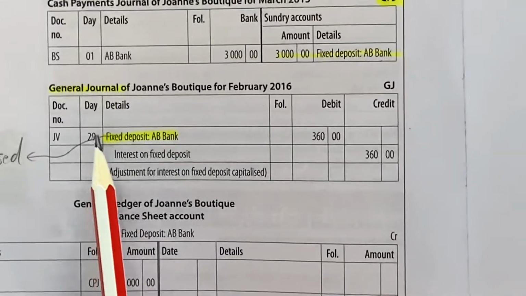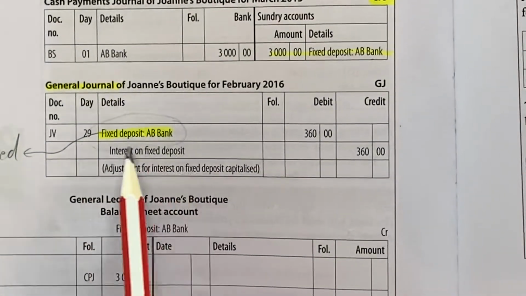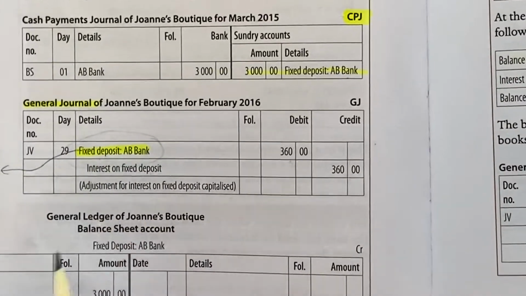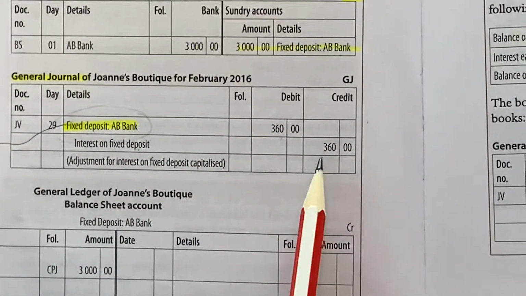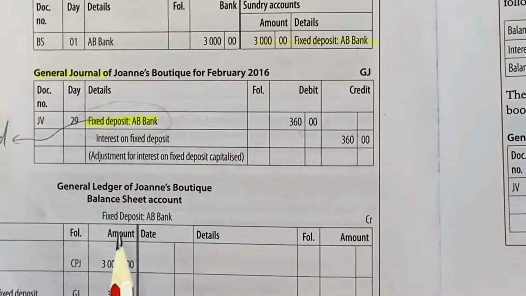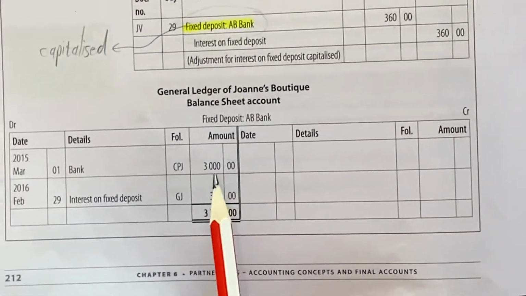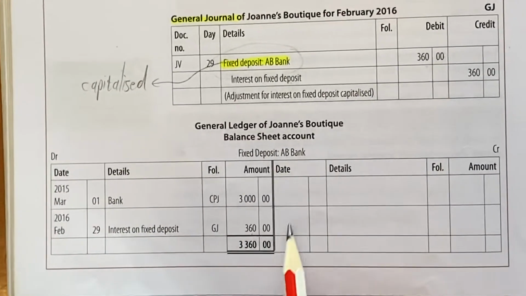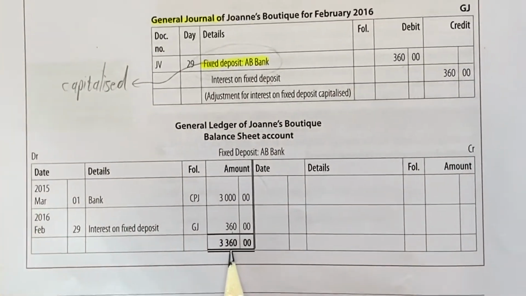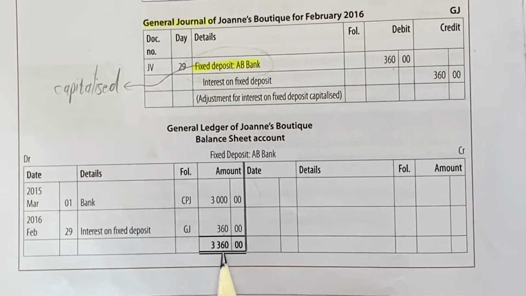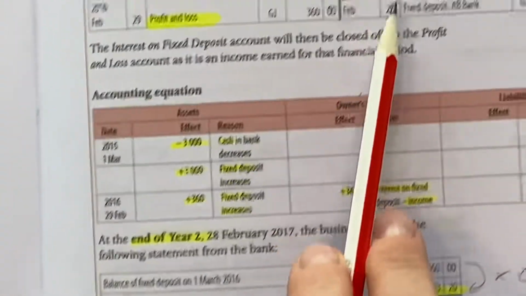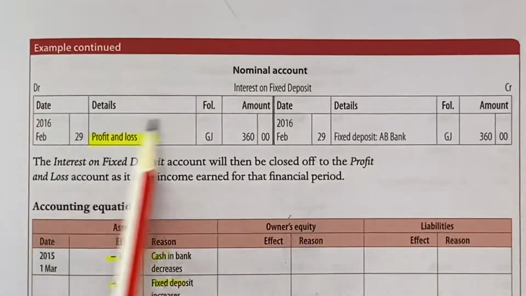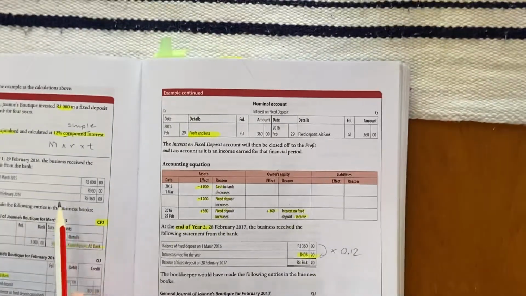So what happens? The fixed deposit increases, so it's debited, and we do this in the general journal. And interest on fixed deposit, just like in the past, is credited with 360 Rand. So there's my fixed deposit. It increases by 360 Rand, the interest. So my fixed deposit now stands on 3360. My nominal account, my interest on fixed deposit is credited with 360 Rand, and it's closed off to the profit and loss at the end of the year.